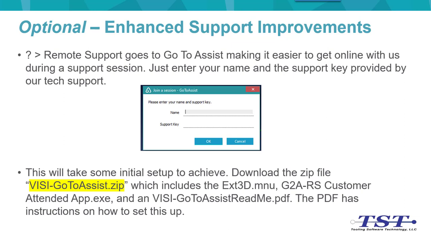This takes some initial setup. Included with the installation area, there is a VISI GoToAssist zip file, which includes three different files: the extend3d.mnu, the GoToAssist executable, and a README PDF, basically showing you the step-by-steps on how to implement this. If you need any assistance with it, feel free to contact us at support as well.